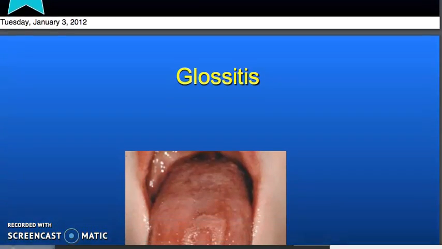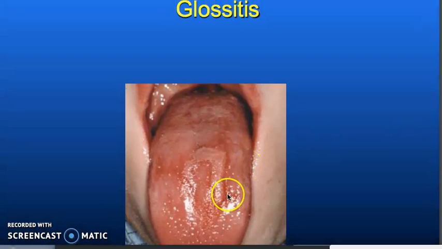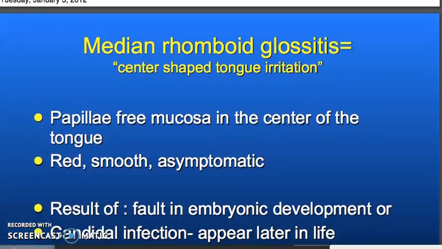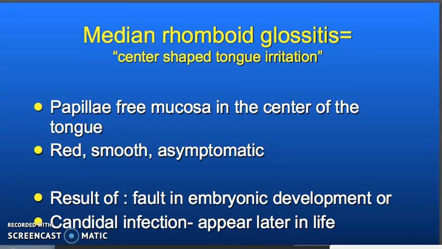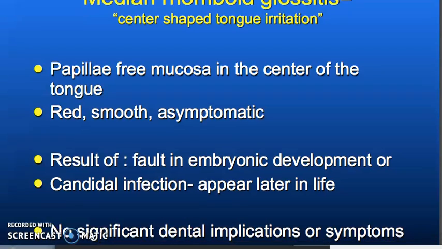So let's look at this glossitis. If you look at this area of the tongue here, you can see there are no papillae in there. So that could sometimes be referred to as a bald tongue. It can be red, irritated. Okay, median rhomboid glossitis, center-shaped tongue irritation. So it's papilla-free mucosa in the center of the tongue. It can be red, smooth, asymptomatic.